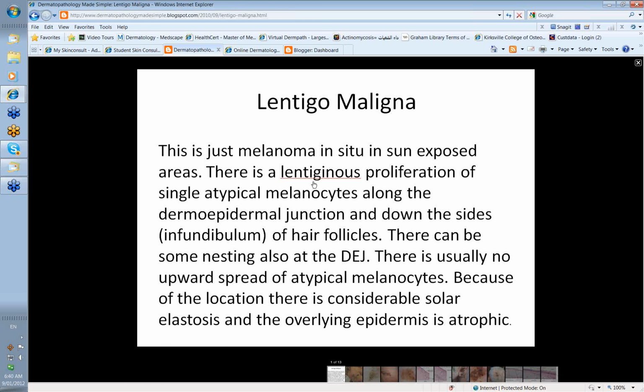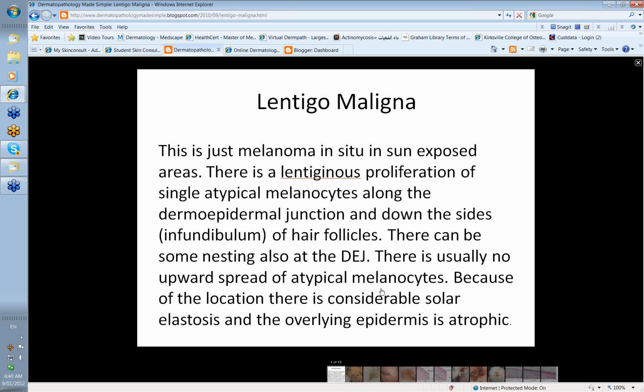If we're looking at histopathology, there's a lentiginous proliferation of single atypical melanocytes along the dermoepidermal junction and down the sides, the infundibulum of hair follicles. There can be some nesting, but it's not marked at all. There's usually no upward spread of atypical melanocytes. Again, you can get a little bit of focal upward spread, and we'll show you that. But you don't have the gross pagetoid spread that you'll see in a superficial spreading melanoma.